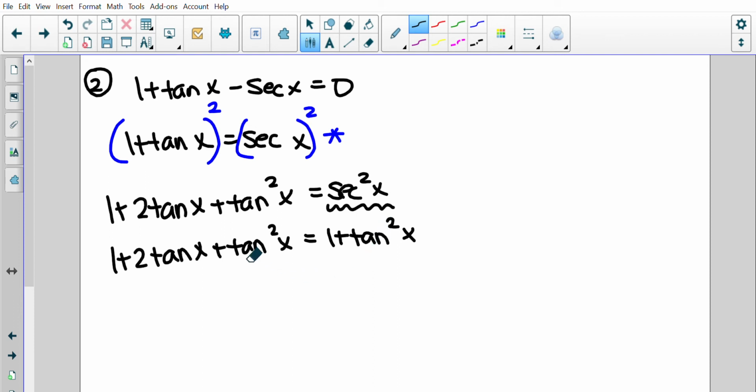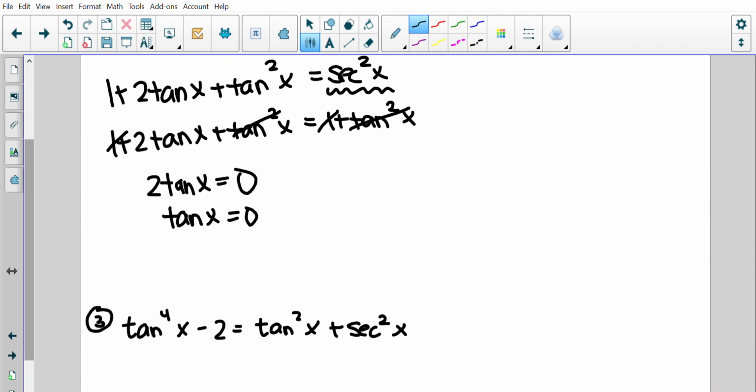So if I move the tan squared x over, that kind of goes away, right? So goodbye. If I move the 1 over, that goes away. And so really, I'm just left with 2 tan x equals 0, which means that tan x equals 0. Okay, so we can solve that.